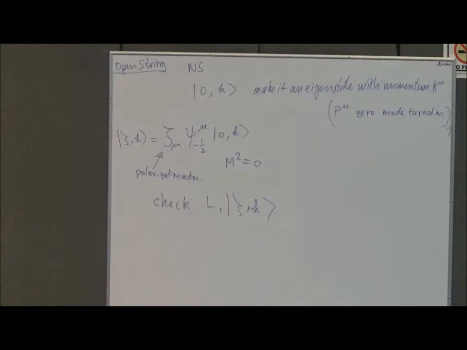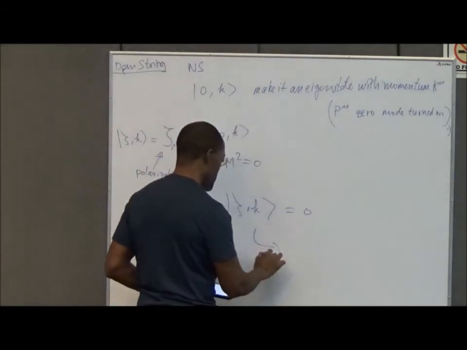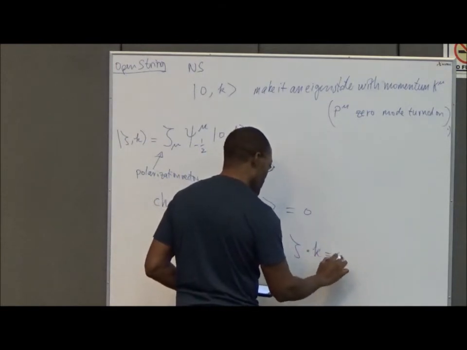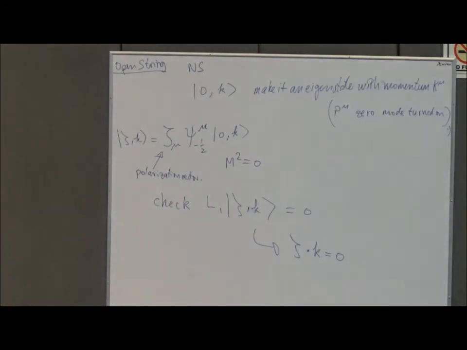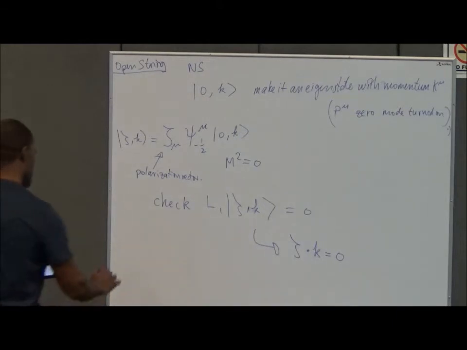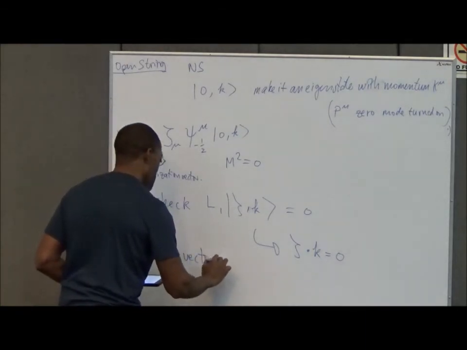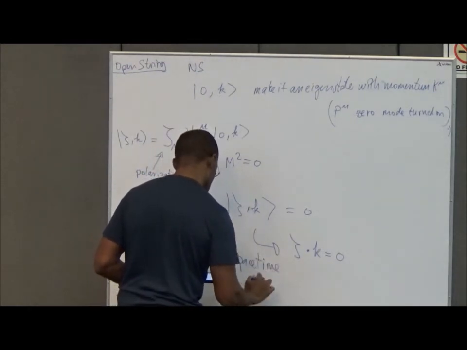Commute things around as you might need to a couple of times, and convince yourself that what you get from this is a new condition: that the polarization vector dotted with the momentum vector is 0, which is precisely what you expect for a photon. It's transverse. So yay. Good. So this is a massless vector in space-time, obeying all the properties we expect from such a thing.